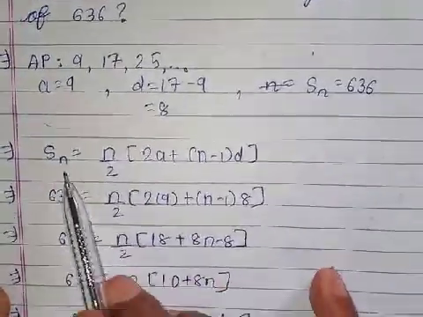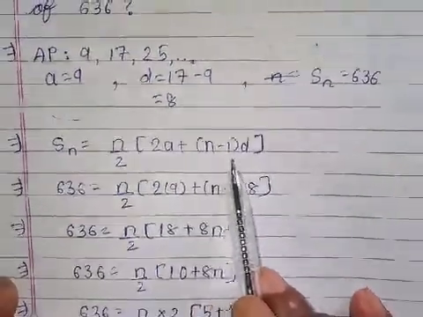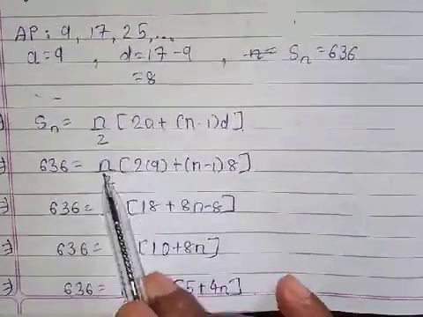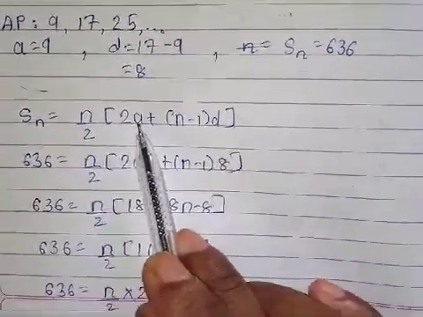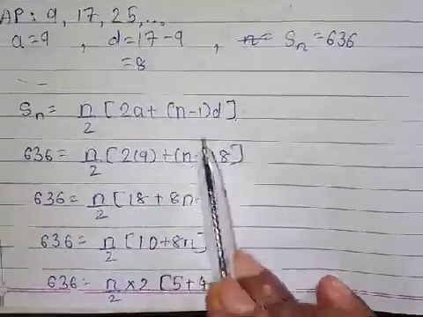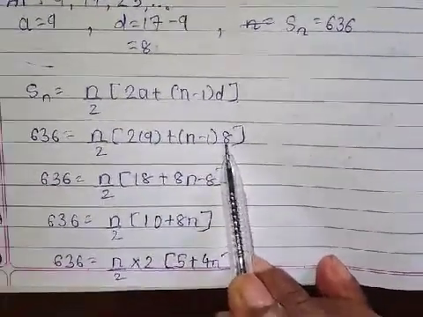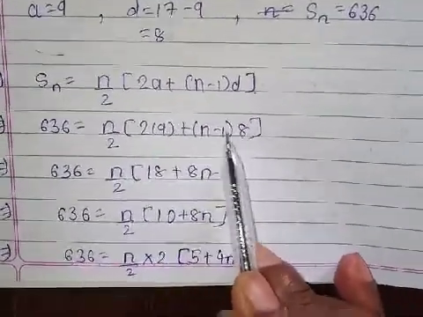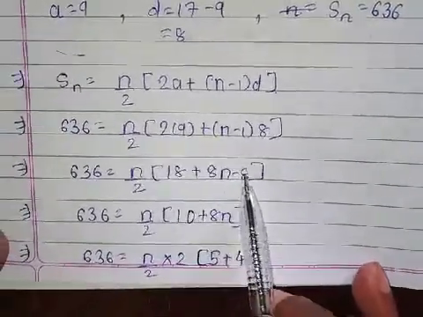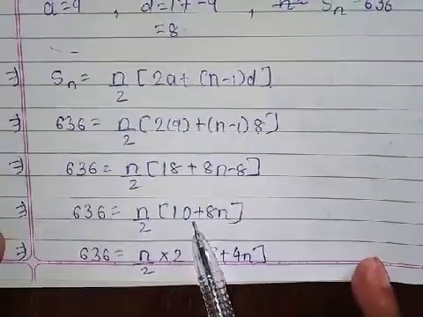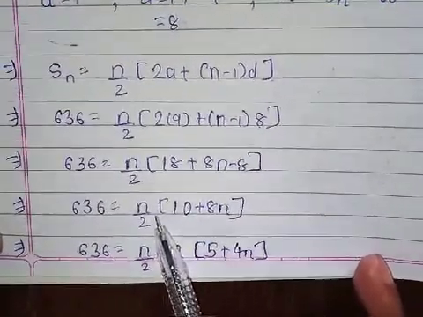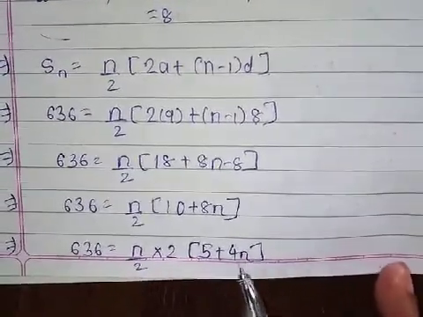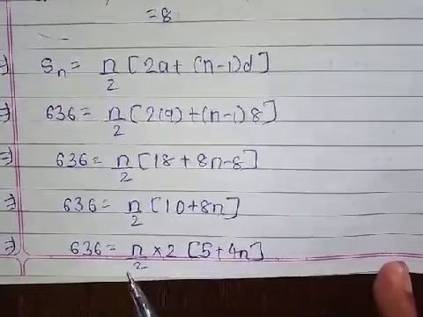We know the Sn formula: Sn is equal to n by 2 into (2a plus (n minus 1) into d). Substitute the values. Sn is 636, n we have to find, n by 2, a is 9, so 2 into 9, n minus 1, d is 8. Multiply inside: 18 plus 8n minus 8, and 18 minus 8 is 10, so 10 plus 8n. If you take 2 common, the 2 will cancel out. So what you will get: 636 is equal to n into (5 plus 4n), the 2 and 2 taken common cancel.